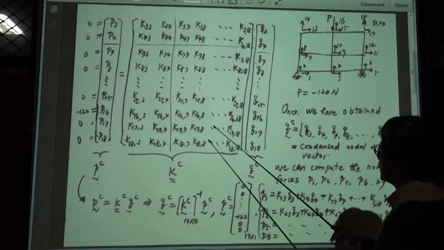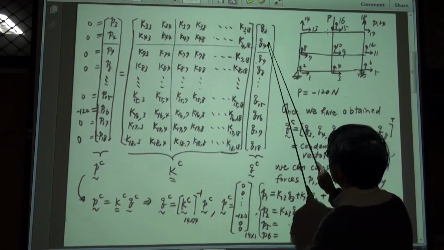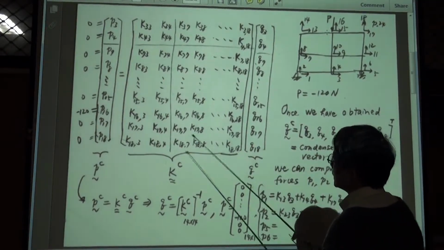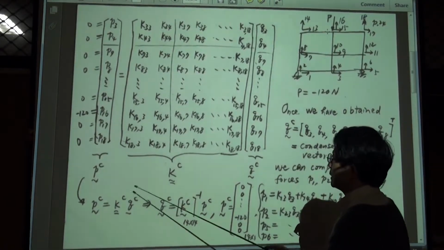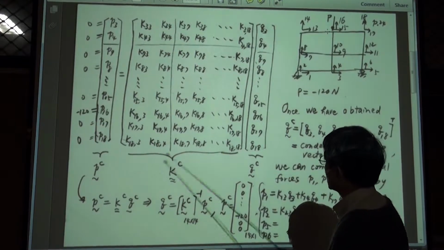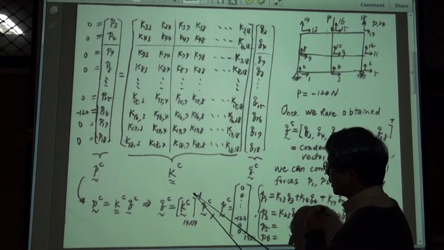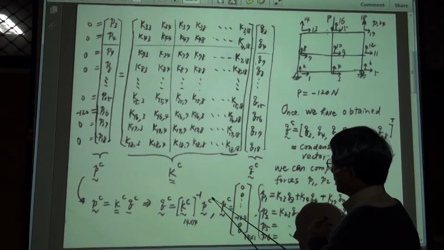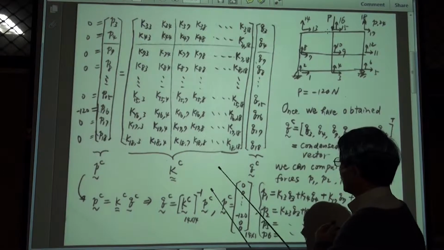This is the thing we want to do. We repeat it once again. We call this QC, this PC, and this KC. So we get this, this, and this. And then we find the inverse matrix and multiply it by the force vector to get the displacement vector.